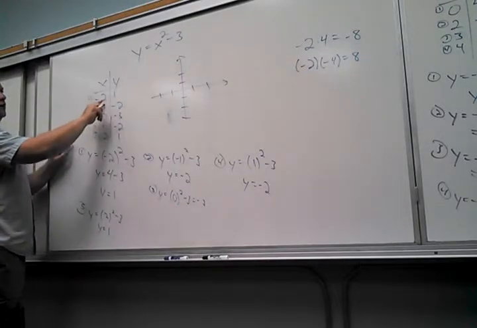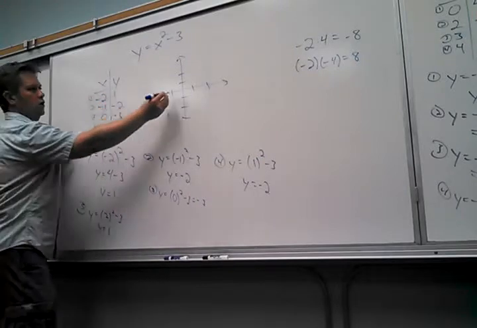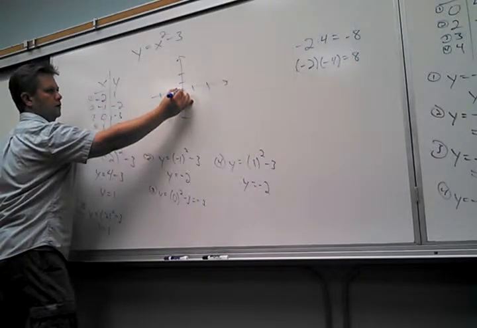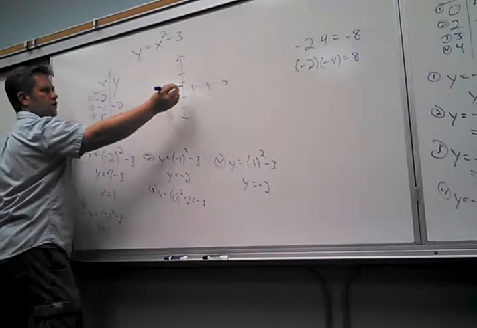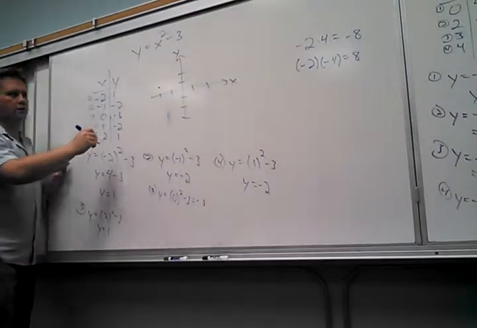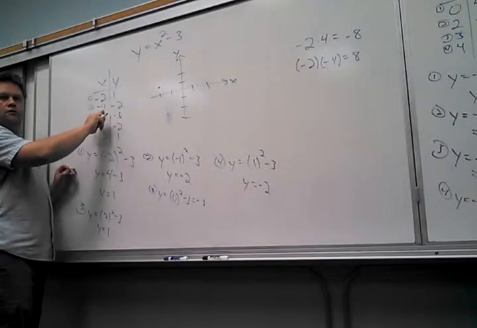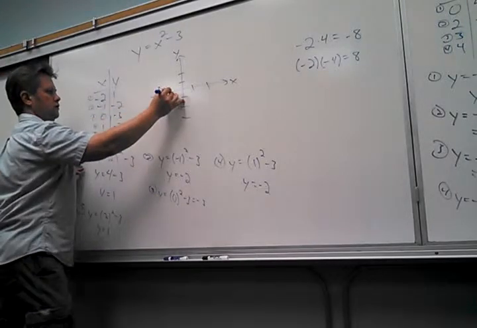So let's see now. I can plot the point (-2, 1). That tells me to go left 2, up 1. It's always X left and right, Y up and down. This next one has to go left 1, down 2.